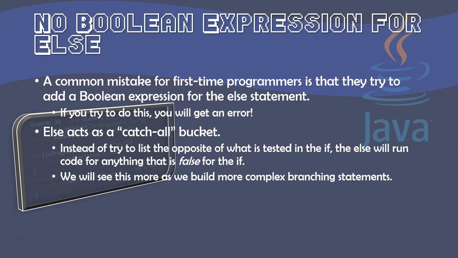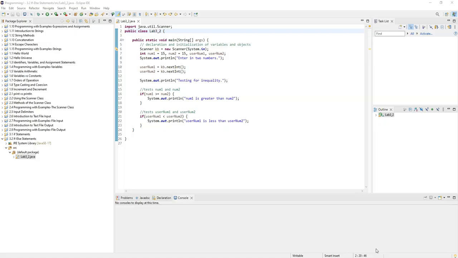And as we start building much more complex branching statements, you're going to really see how else statements work really, really handily. All right, so here we are in the code. I went ahead and copied over the program I made from before, and I want to add some else statements to it to show you just how easy it is to add these in.